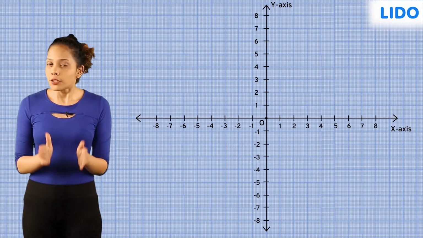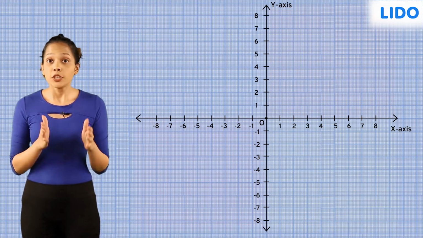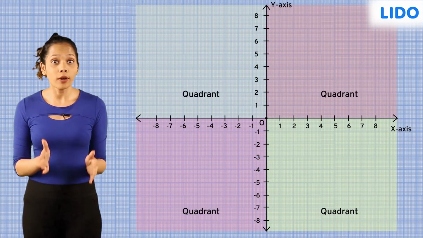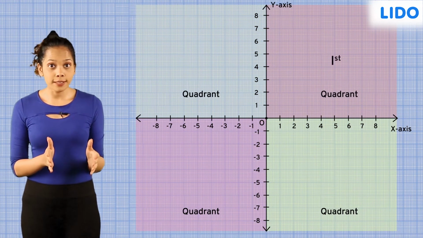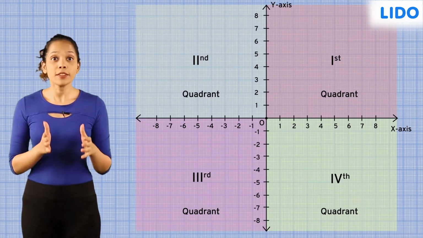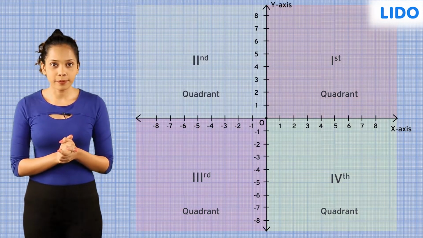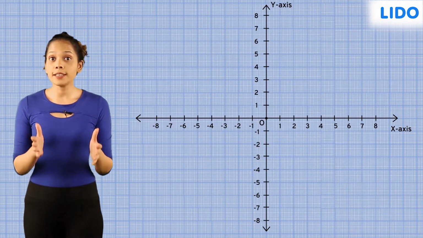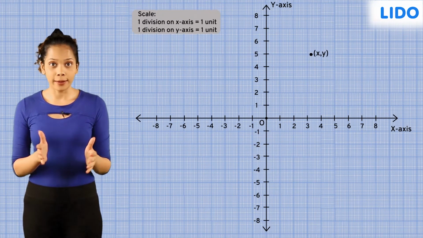Note that the two perpendicular axes divide the Cartesian plane into four regions called quadrants. These quadrants are numbered as first, second, third and fourth, starting with the quadrant on the top right and moving anti-clockwise. Any point in the Cartesian plane is defined by a pair of numbers x, y.